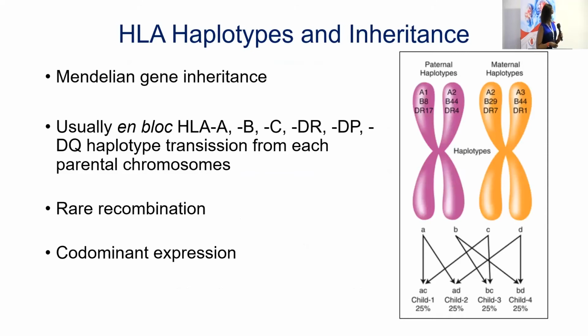So in terms of inheritance of the genes, we inherit them in a Mendelian fashion, and what we inherit is one haplotype from either parent. Okay, and usually this is inherited as a block of all the important genes, the A, B, C, DP, DQ, and DR. It's very rare for there to be a somatic recombination that will cause a change in what the child inherits from the parents. So usually we inherit everything. That is what we call a haplotype. Both the haplotypes inherited from either parent will be expressed.